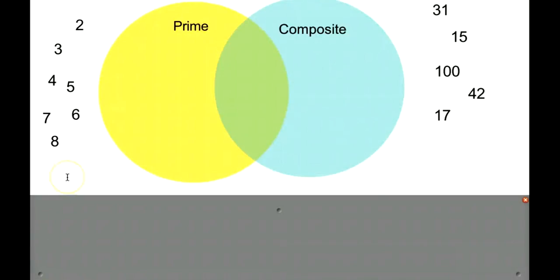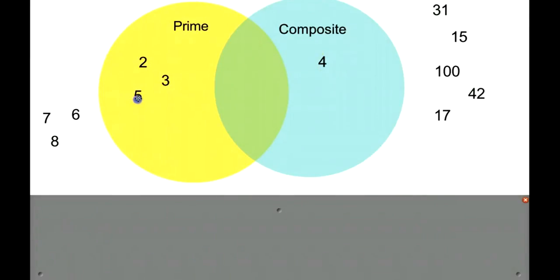Go ahead and draw these two circles, prime and composite. When you have that, then press play. We're going to categorize the numbers on the outside and put them where they're supposed to be. So 2 only has two factors, 1 and 2, so I know that it is prime. 3 has factors of 1 and 3, so I know that it is prime. 4 has factors of 1 and 4, and also 2 times 2 will get me to 4, so I know that this number is composite.